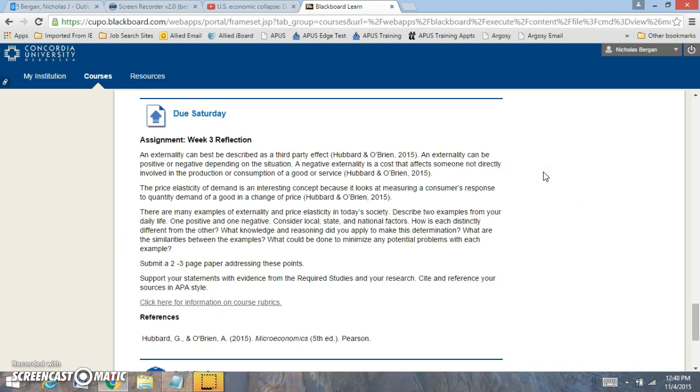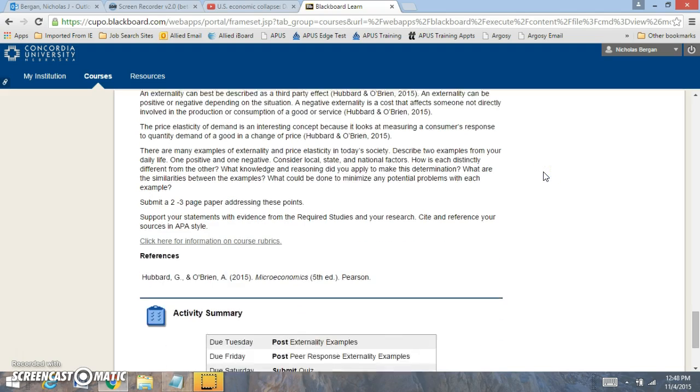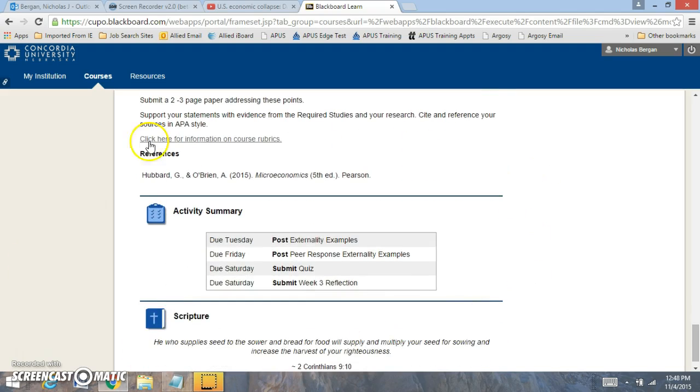You're going to be looking at examples in your daily life of an externality and an elasticity. And you want to look at different factors when we look at this, and how to differentiate between these different factors. The key to the question is looking at how we can focus on the characteristics in the market. That's the most important thing to evaluate, the characteristics in the market. Here's the summary of what you'll be looking at this week.